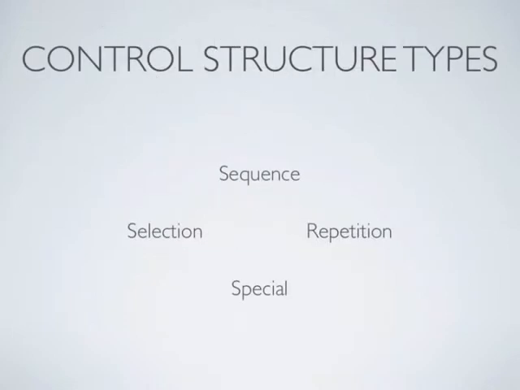There are really three types of control structures. There's the sequence structure, the selection structure, and the repetition structure, although I've also thrown in a fourth type here called special to accommodate one special thing that JavaScript has that you don't run into in most languages.